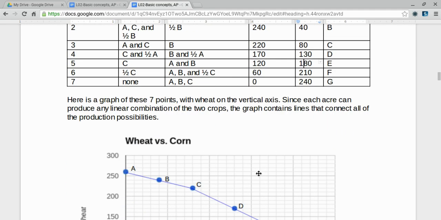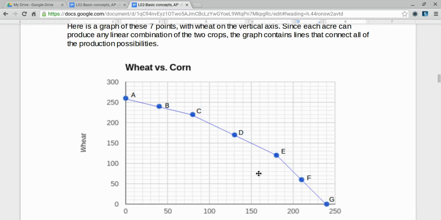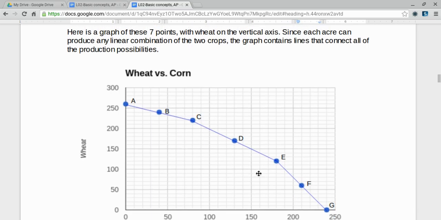Here's a graph of those 7 points with wheat on the vertical axis. Since each acre can produce any linear combination of the 2 crops, the graph contains lines that connect the points and shows all of the production possibilities.